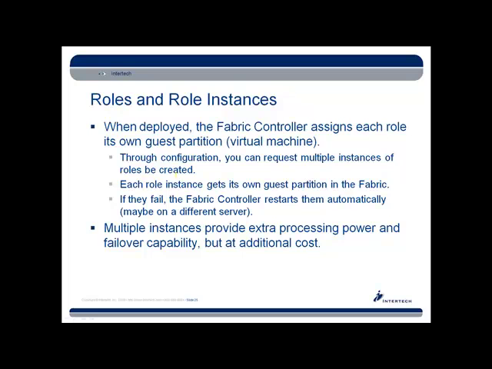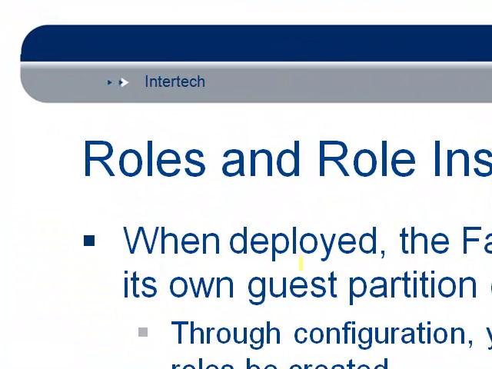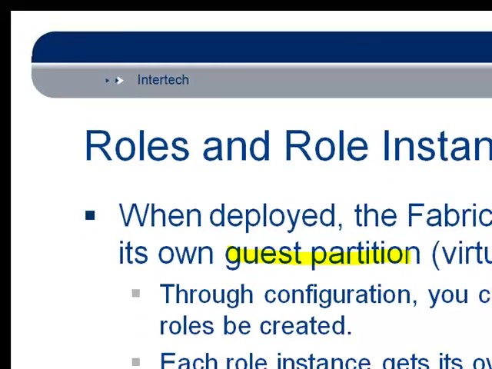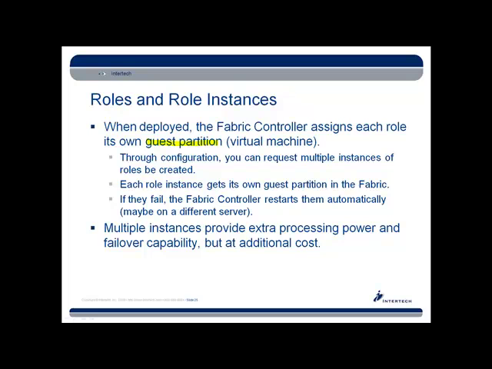Now, there's something called roles and role instances. We've talked about web roles and worker roles. Inside the Fabric controller, the Fabric controller is going to assign each role its own what we call guest partition. In other words, a part or a slice of one of those virtual machines we talked about before. So each of the roles gets its own virtual machine. However, we have to be a little bit careful here with the terminology.